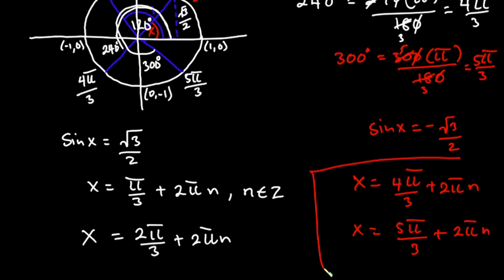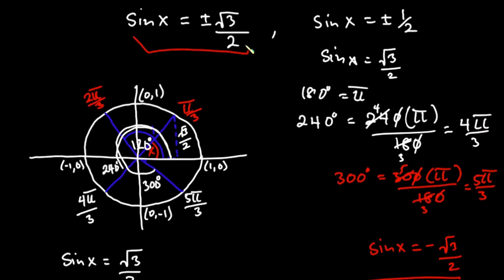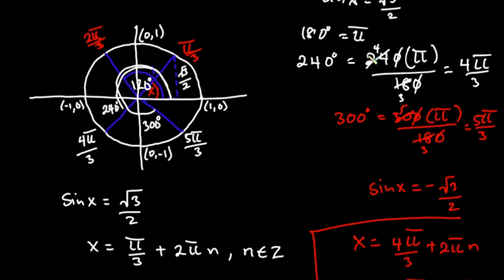So these are the solutions for x when sine x is equal to plus or minus square root of 3 over 2. Now let's pay attention to this one, when sine x is equal to plus or minus 1/2. So from here, let's draw another Cartesian plane. Then on this Cartesian plane, we're going to draw a unit circle, right? Then the radius of the circle has a magnitude of 1.